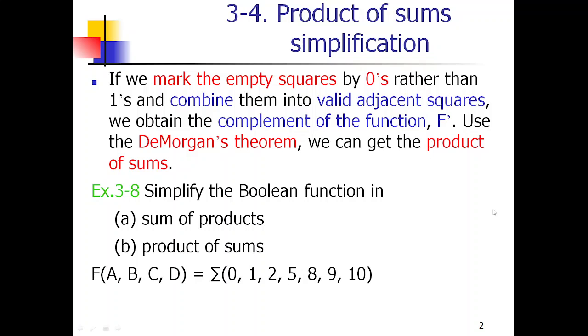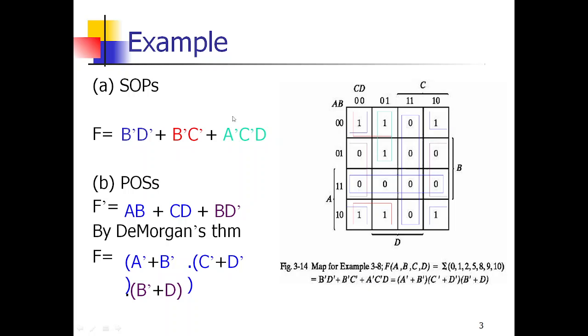So here is an example. Simplify the Boolean function in sum of products and product of sums. The problem given is f of a, b, c, d equal to summation of 0, 1, 2, 5, 8, 9, 10. First, for sum of product simplification, we go with the normal way. That is, we plot the given min terms as 1.